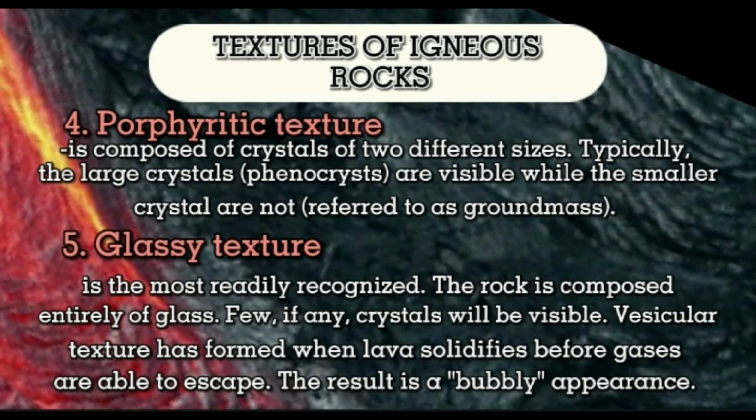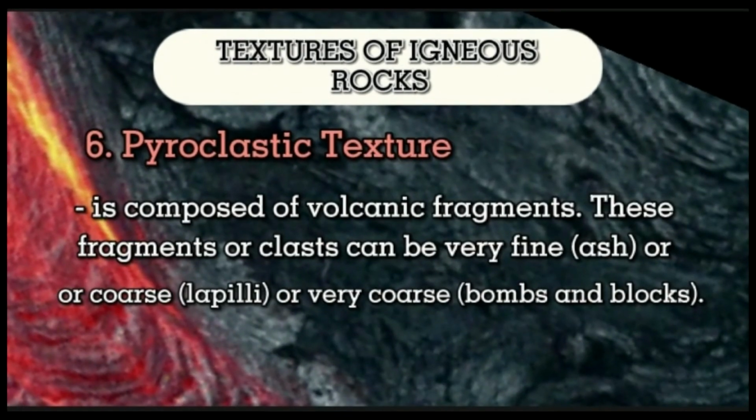Vesicular texture forms when lava solidifies before gases are able to escape. The result is a bubbly appearance. Lastly, pyroclastic texture is composed of volcanic fragments. These fragments, or clasts, can be very fine, or coarse, or very coarse.